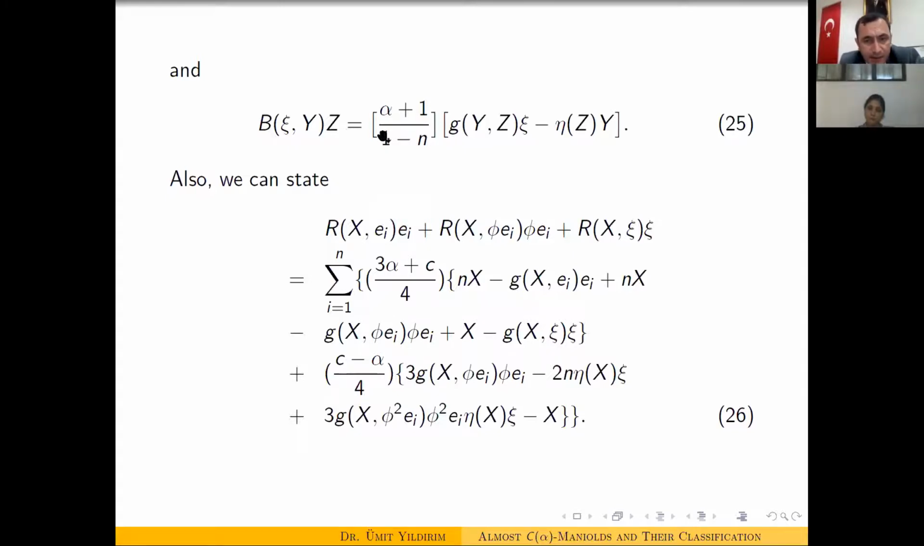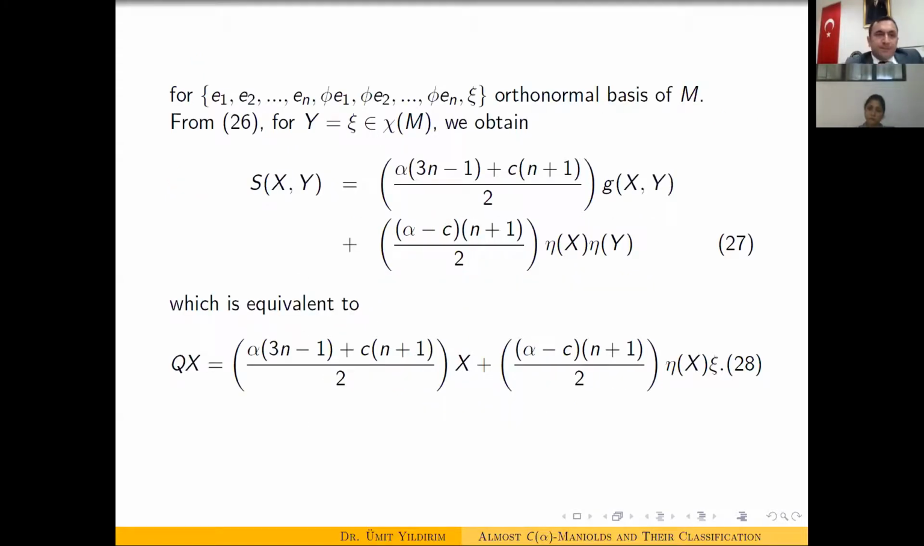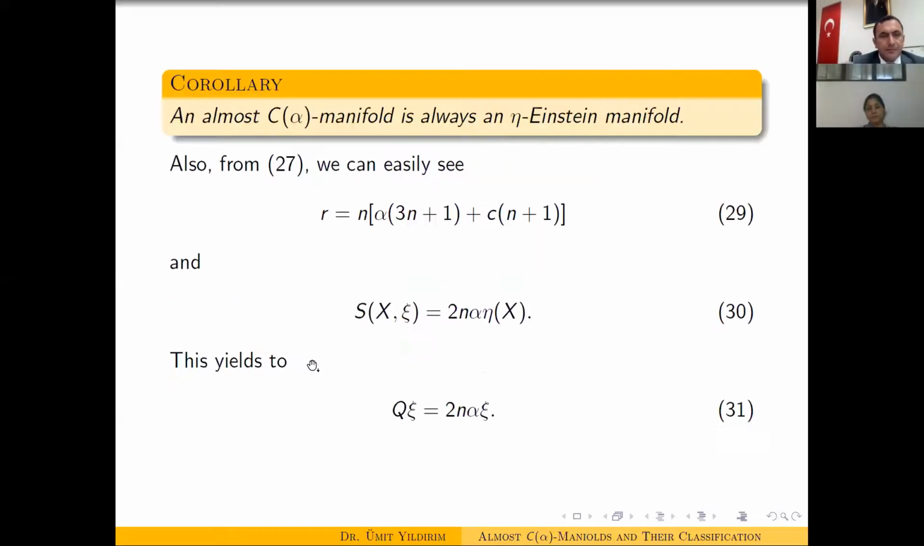Also, we can state the Ricci tensor properties. Using the Ricci tensor properties, we obtain S X Y equals this equation. The C alpha manifold Ricci tensor, this, is equivalent to the Ricci operator formula. Corollary: an almost C alpha manifold is always an eta Einstein manifold.